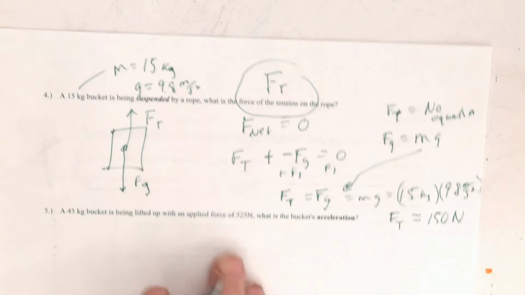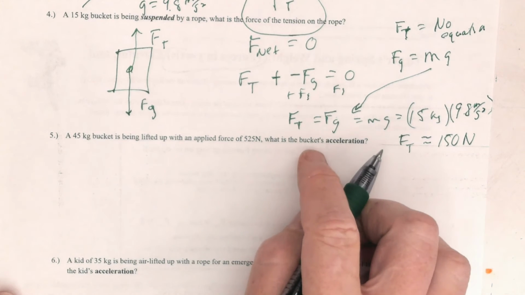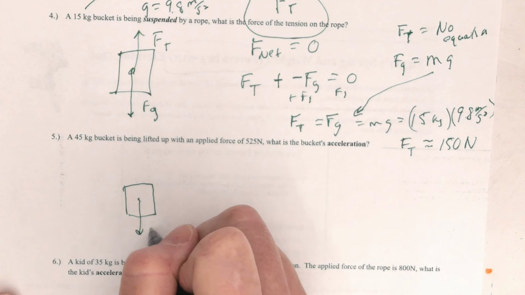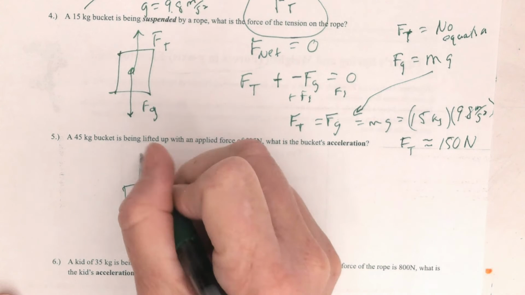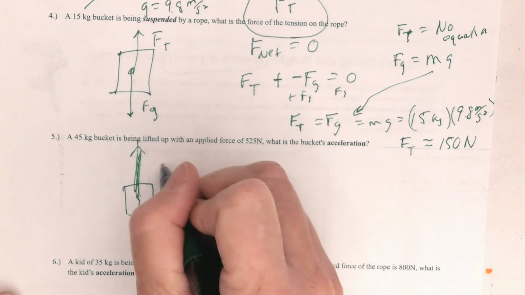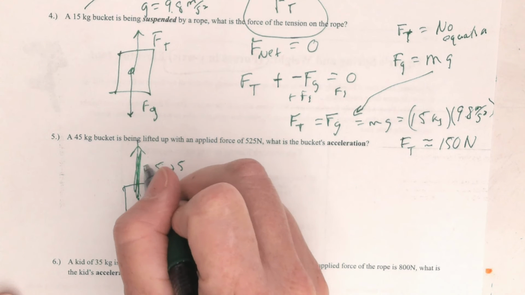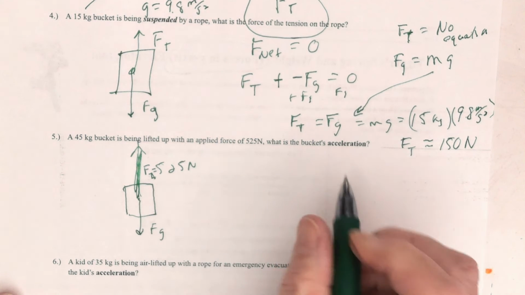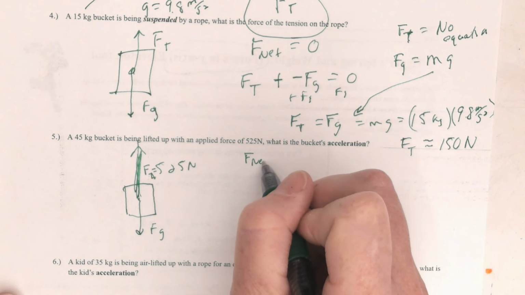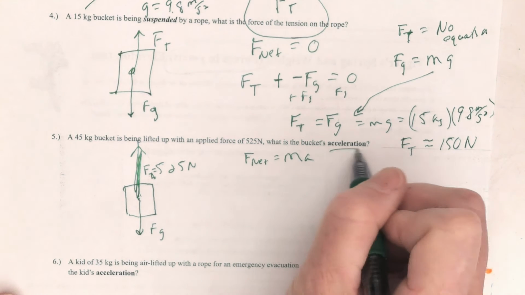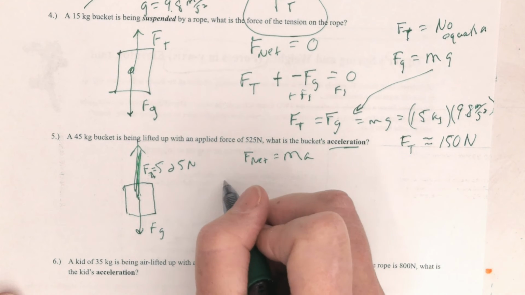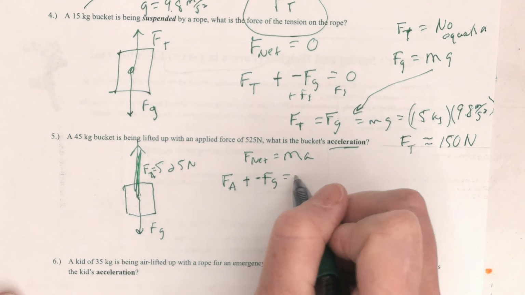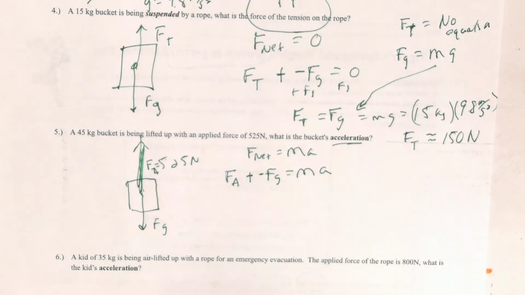Now the bucket is accelerating. Woohoo! Now what do you do? You have the force of the bucket. You have force of gravity being lifted with an applied force, 525 newtons. I'm going to put force A, newtons. What's going on? So now I have force net is equal to ma. There's an acceleration here. Still going to apply it. Force applied plus a negative force of gravity is going to cause my mass to accelerate. Don't get all freaked out. This is not that hard.